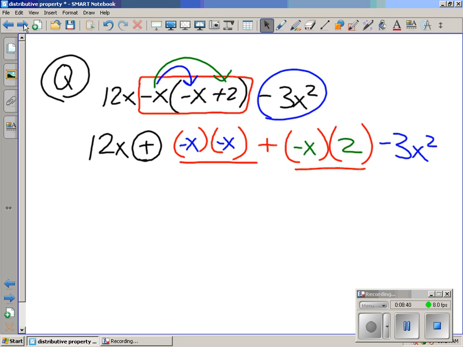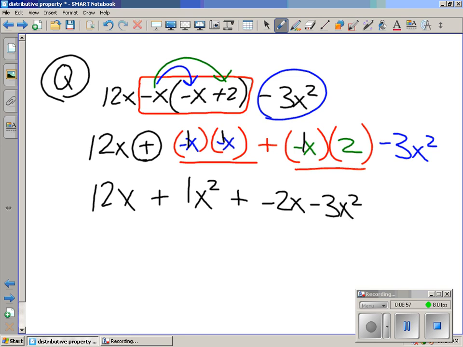and we can start to multiply. -1 times -1 gives us +1. X times x gives us x². -1 times a 2 gives us -2. Then we have an x on that one. And I copy down the -3x². From here, we're ready to combine like terms.